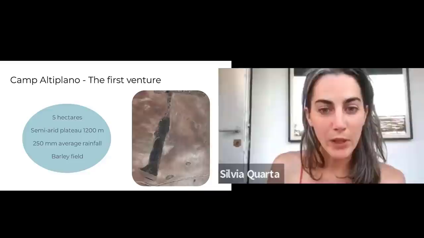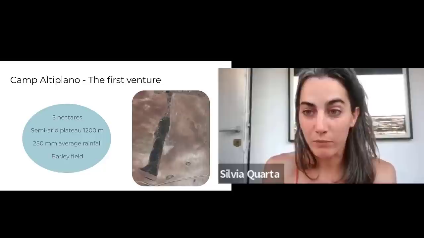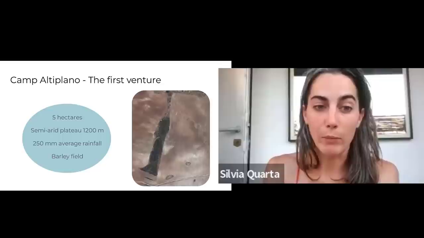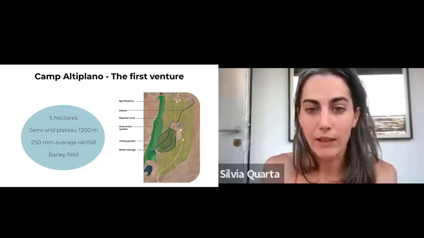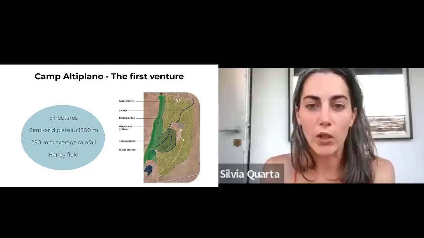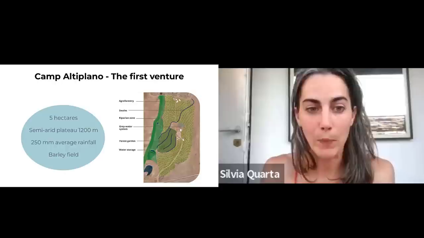So this is a satellite picture of Camp Altiplano before everything started. It's a 5 hectares plot in the semi-arid plateau. Here it says 150 millimeters average rainfall. It can get to 400, let's say 300 average. And this used to be a barley field. And if you move forward, we can see what the idea of the design for this area was.